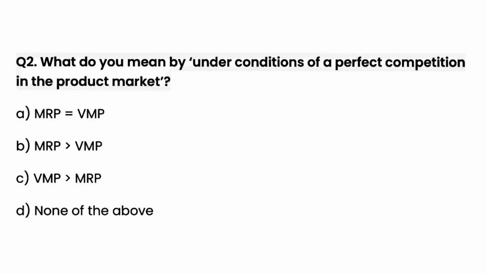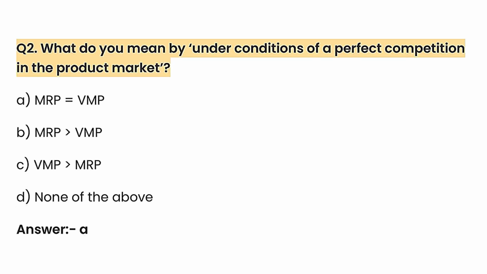Okay. What do you mean by under condition of a perfect competition in the product market? Option A, MRP equal to VMP. Option B, MRP is greater than VMP. Option C, VMP is greater than MRP. And last one, none of the above. Answer is option A, MRP equal to VMP.